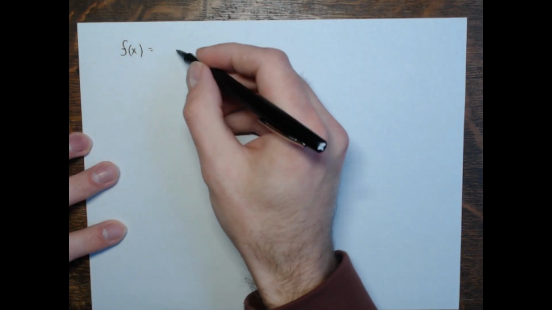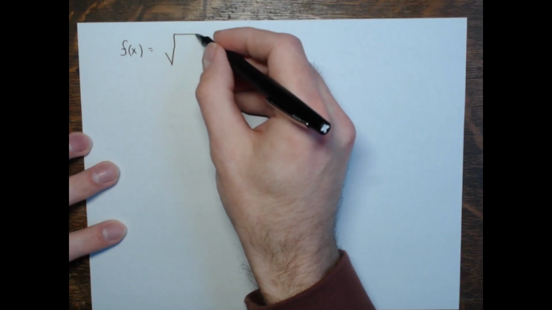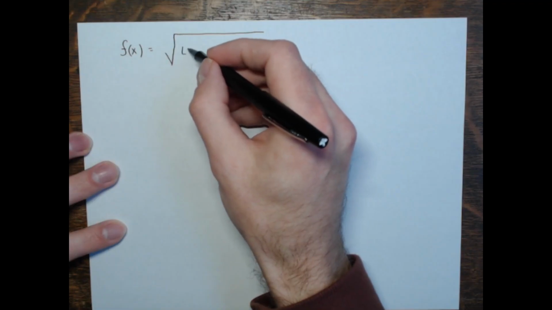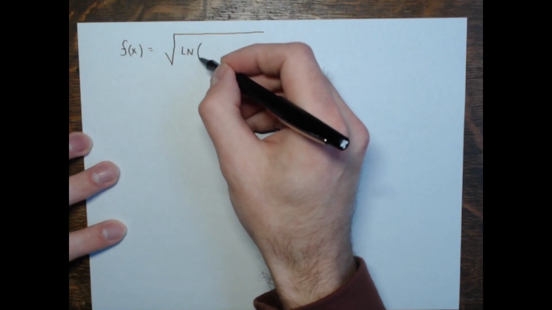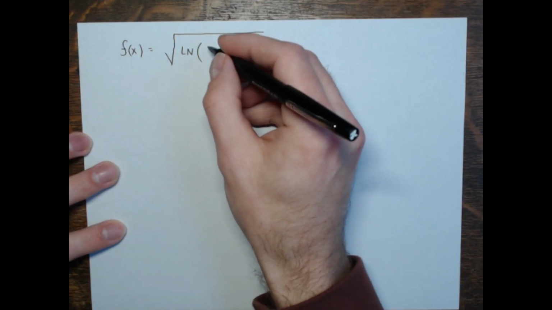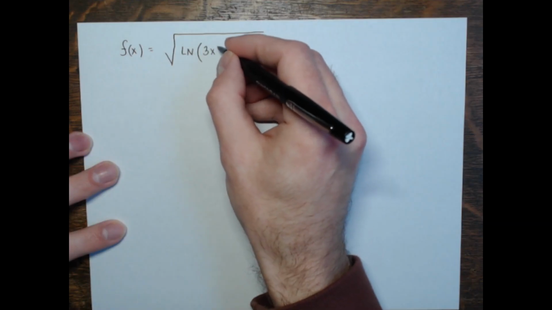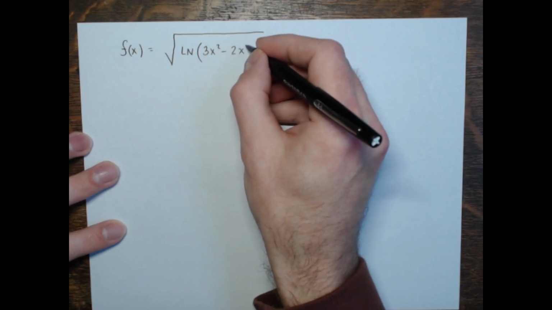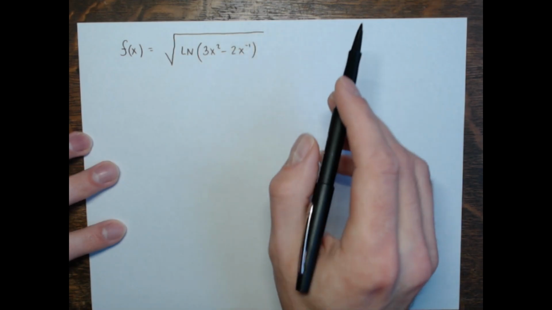So here's the way it originally looks. You have the big square root. Then inside this, so definitely a composite function, right? The natural log of, and then inside of that, so a composite within a composite, 3x squared minus 2 times x to the negative 1 power.